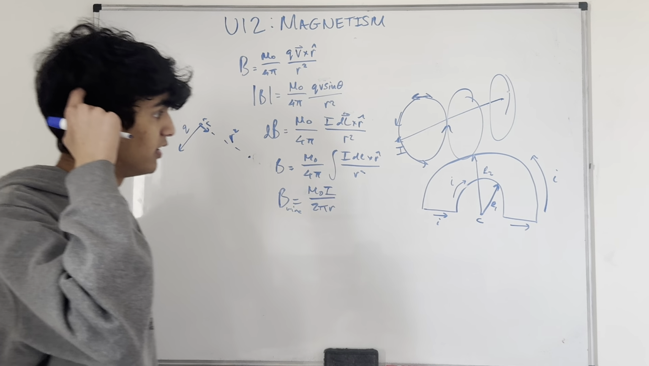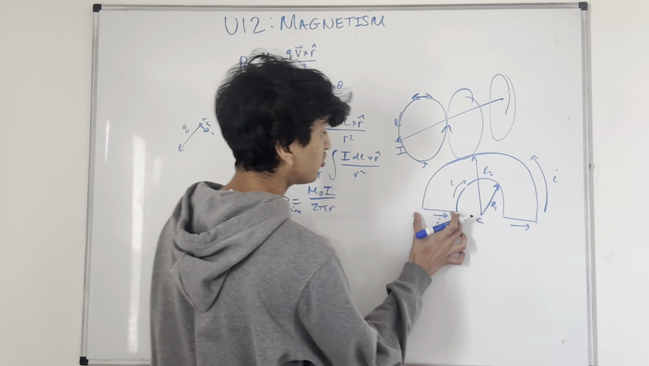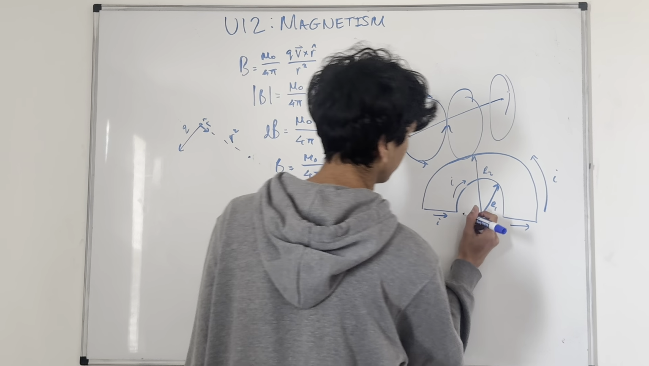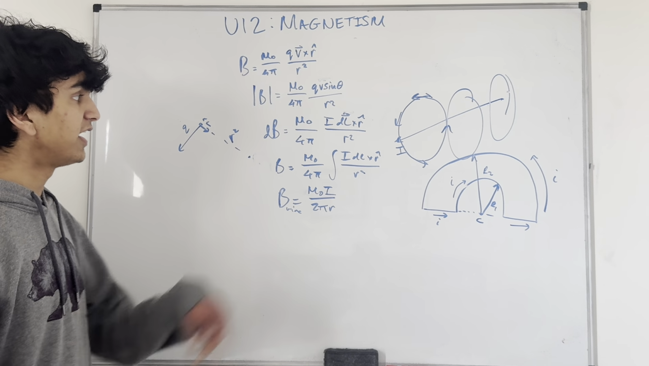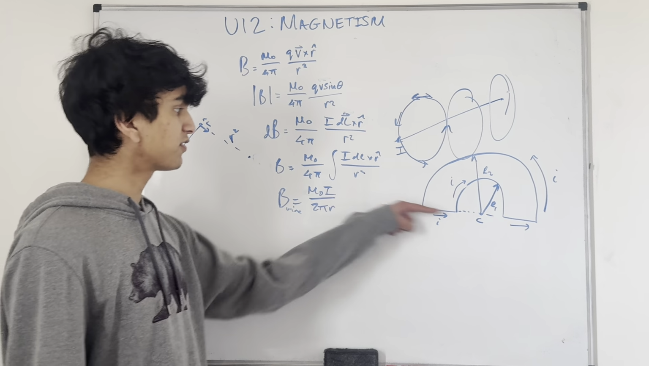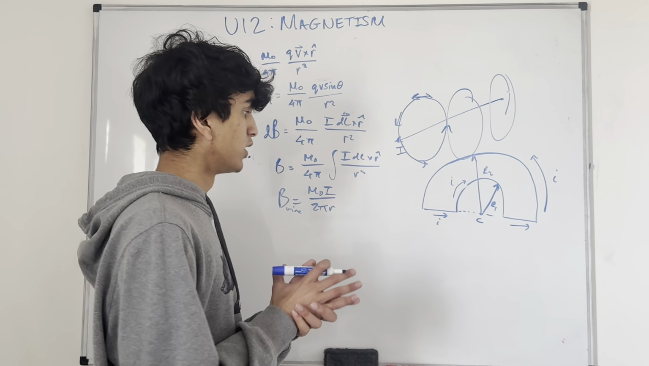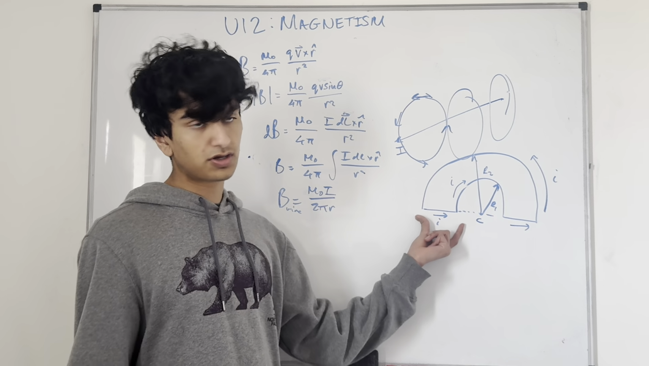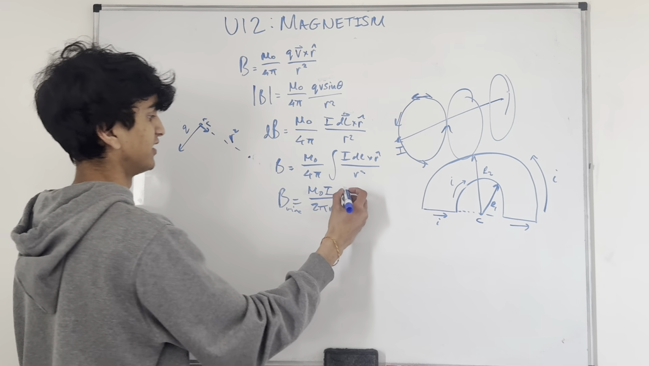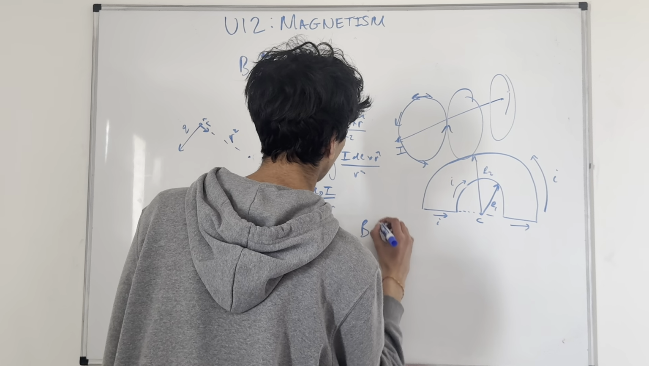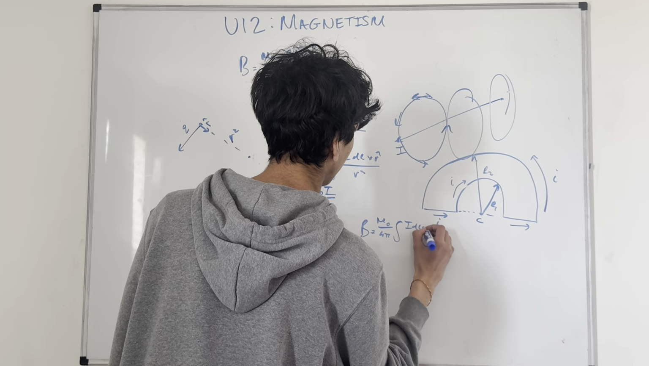Well, the nice thing is that these straight portions of wire are collinear with the center. When I take the cross product, the current is parallel to the direction of the distance. So that would actually have zero magnetic field contribution, because this is sine theta. So B is going to equal mu naught over 4 pi times the integral I dl sine theta.